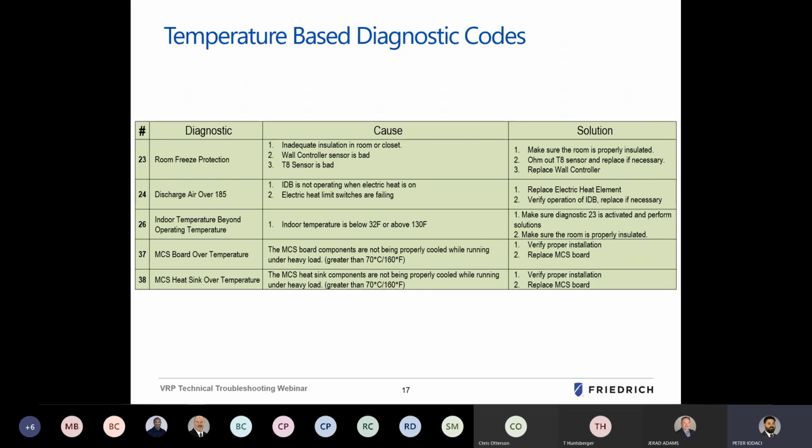Discharge air over 185 degrees. This can possibly be when the indoor blower is not operating and the electric heat is on, or there's something going on with the electric heat switches and they're not cutting it off. So same process here.